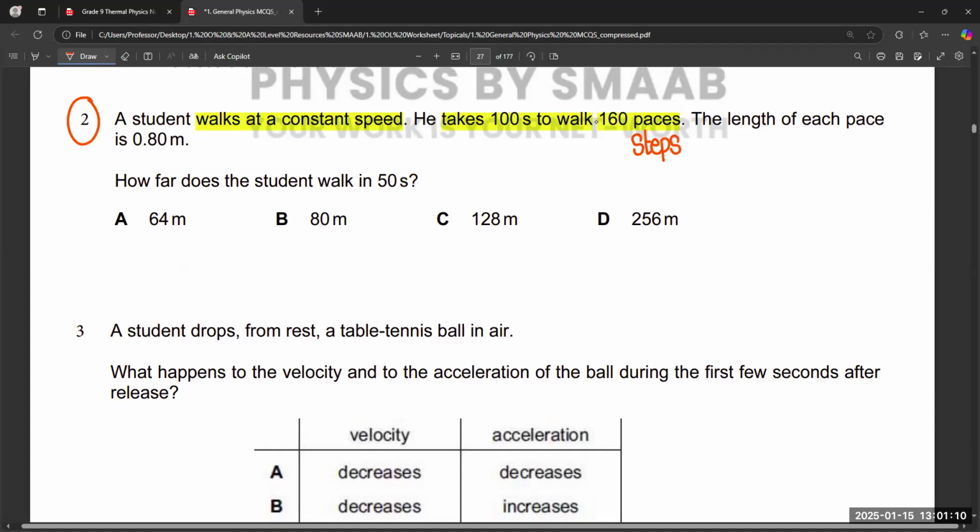Okay. So a student walks at a constant speed and in 100 seconds, a student completes 160 paces or 160 steps. The length of each pace or each step is 0.8 meter. So the length of one step is 0.8 meter. So how far does the student walk in 50 seconds? Initially we have time 100, but now they are asking about 50 seconds only. So any idea how to solve this question?